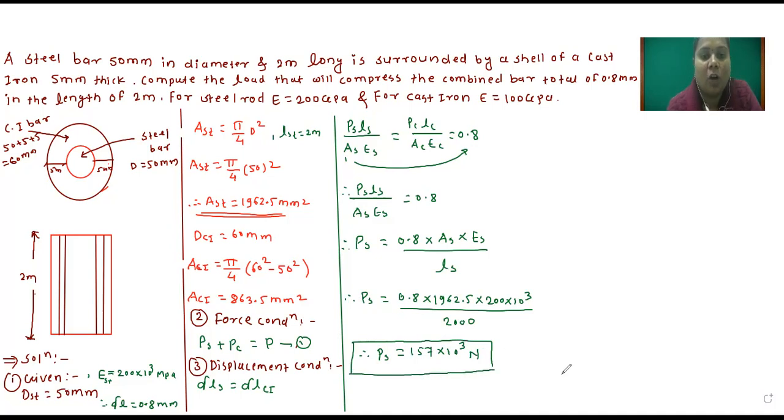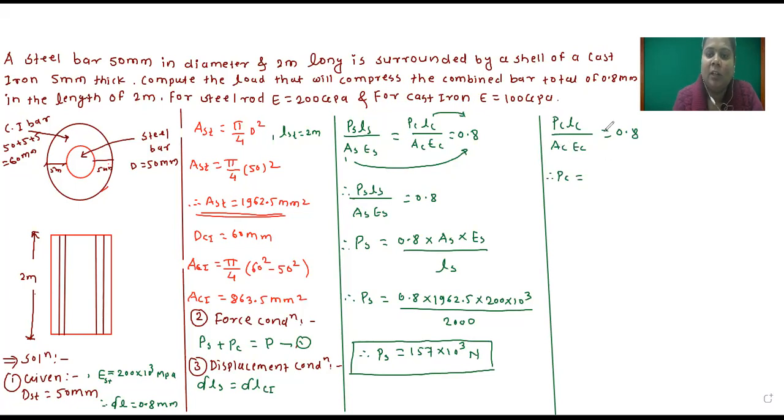Similarly, we will find out how much load will be taken by cast iron rod. Okay, so the same procedure we have to follow. Now we will equate these two equations, this second and this. So PC LC divided by AC EC is equal to 0.8. Okay, so PC we have to find out. Therefore PC is equal to, now we will shift these two terms to the right side, 0.8 into AC into EC divided by LC.